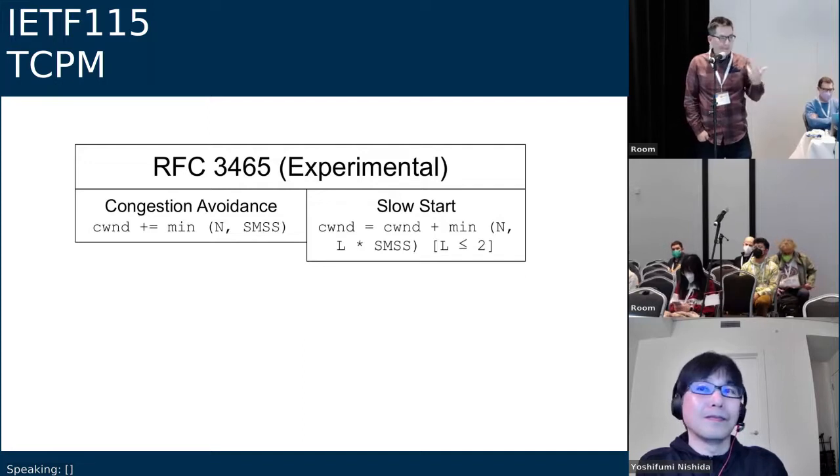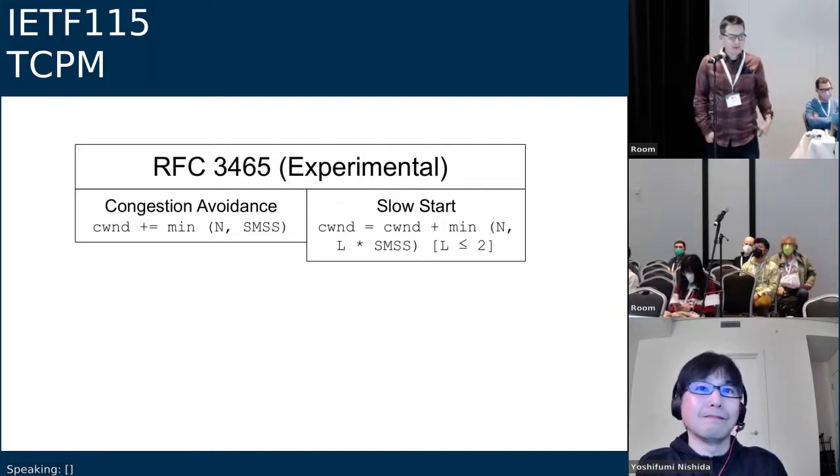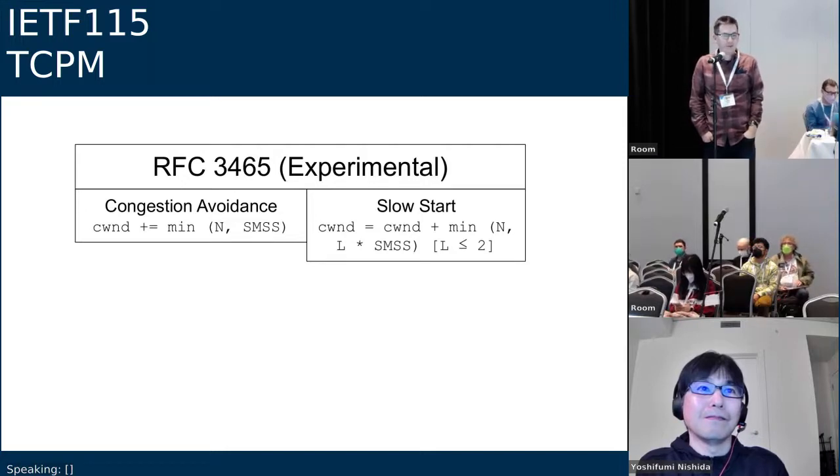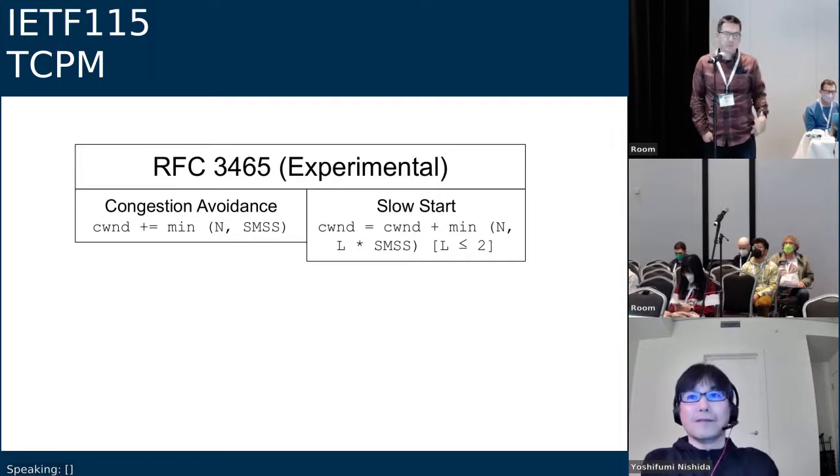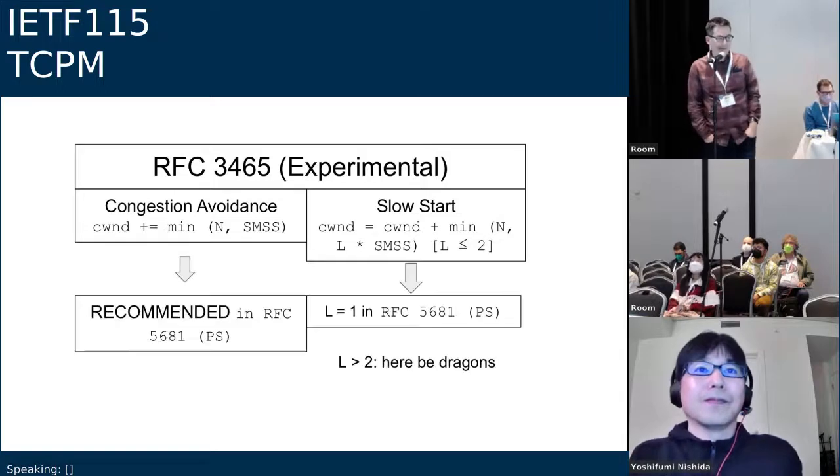Next slide, please. So in the beginning, this is what was in that document. There was a congestion avoidance thing and a slow start thing. And for slow start, we had this value L, which is the maximum number of MSSs you would ACK in a single ACK, or that you would accept as ACK for congestion control purposes, and that was set to no more than 2.